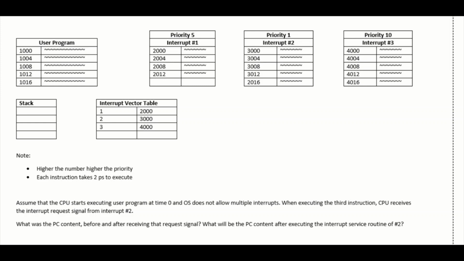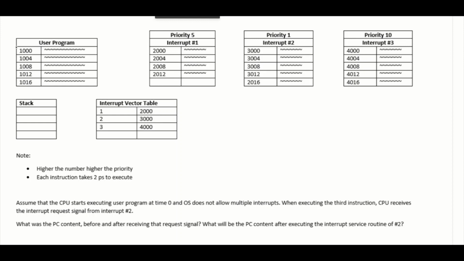That means when the program is in execution and the CPU gets interrupted, it suspends the execution of the current instruction and jumps to the interrupt service routine. While finishing the interrupt service routine, it will not be interrupted by another device. So that is the meaning of no multiple interrupts. Let's assume that you have many interrupts like 1, 2 and 3. We are not going to bother about priority because there are no multiple interrupts.